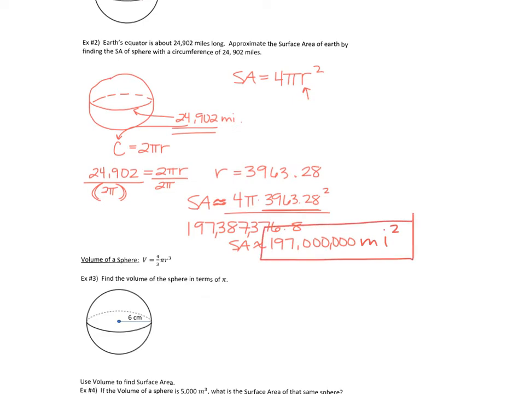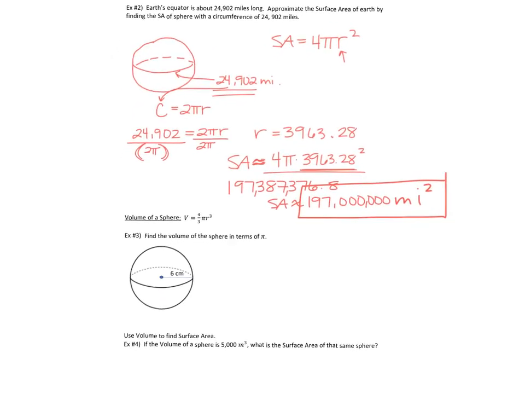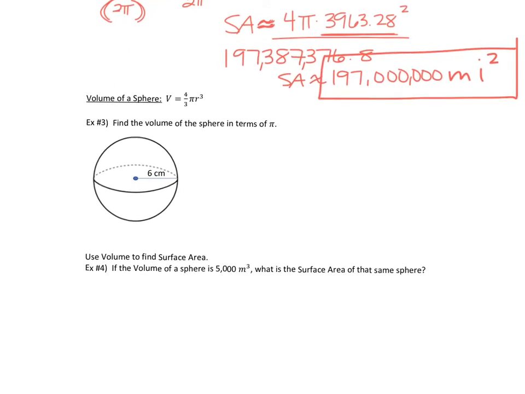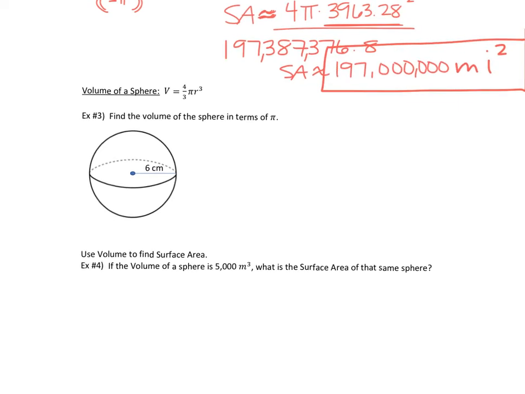Okay, so that's surface area. The second part of today is volume of a sphere. And the volume formula, this one's a little different than anything we've seen. It's 4/3 pi r cubed. Be careful there. You don't want to square it. You want to cube it because it's volume, right? Volume is cubic units. We want to cube the radius as well.